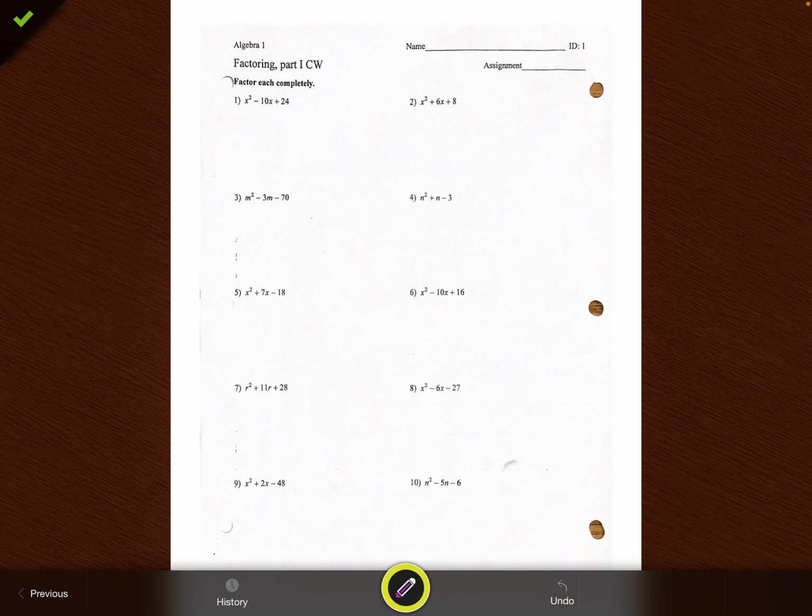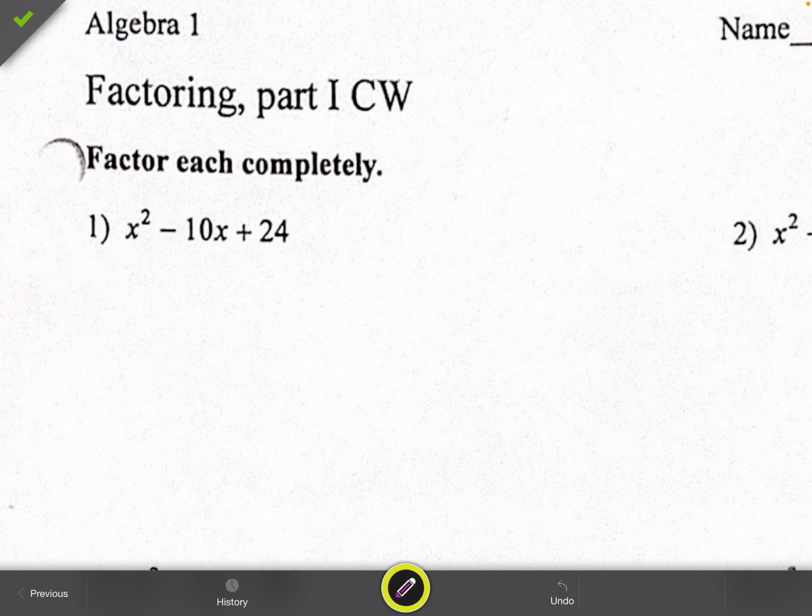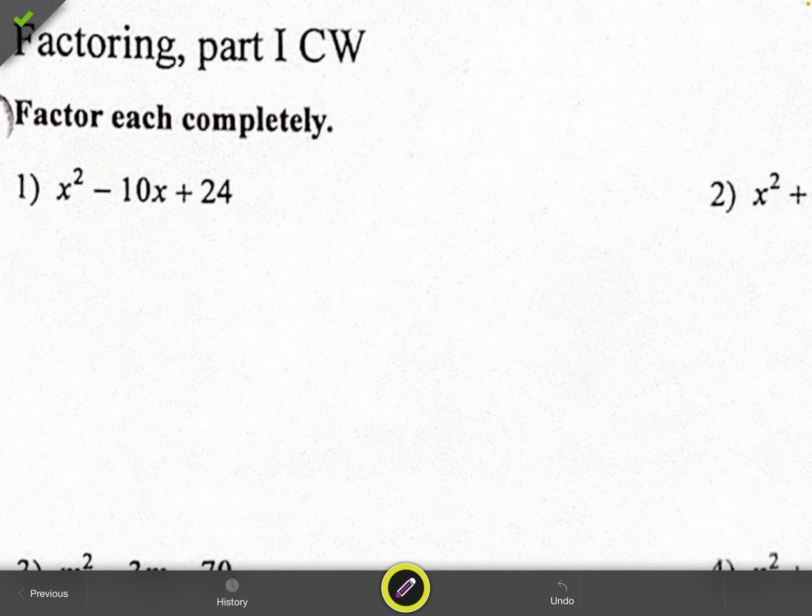So let's flip it over on the back and see what we got. The key to this is use your X puzzle, use Desmos to find your solutions. Okay, so we got x squared minus 10x plus 24. Directions say factor each completely. So I go, hey, look, has a power, the degree is 2, it has 3 pieces. There's a 1, even though it's not written, in front of x squared. So I'm going to solve this using my X puzzle.